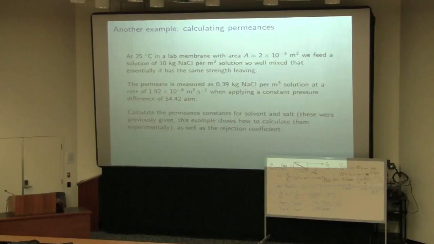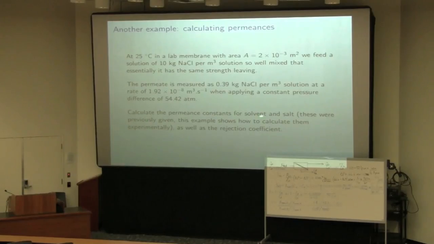Can you divide that by the membrane area? Divided by the membrane area, that's right. So the flux J is 1.92 times 10 to the minus 8 meters cubed per second per meter squared. Just take care of that by dividing through by the small membrane area of 20 centimeters squared. So it's a very small lab size membrane. So take 1.92 times 10 to the minus 8 divided by 2 times 10 to the minus 3. That gets you your flux of solvent. That's your left-hand side. And on your right-hand side, we've got delta P and we've got delta pi. We can calculate the permeance. So that's the first part of this question.